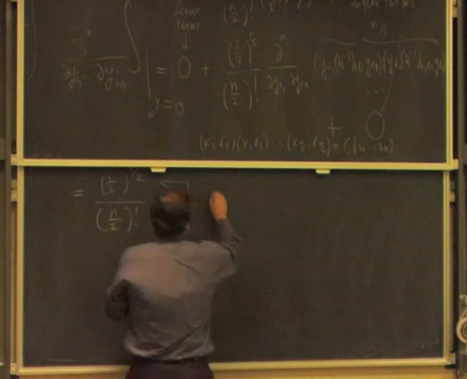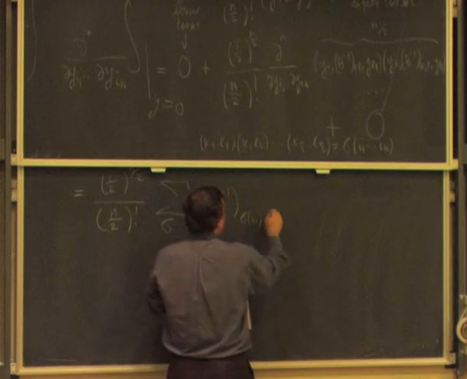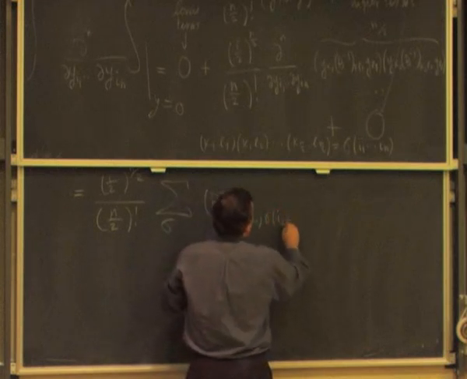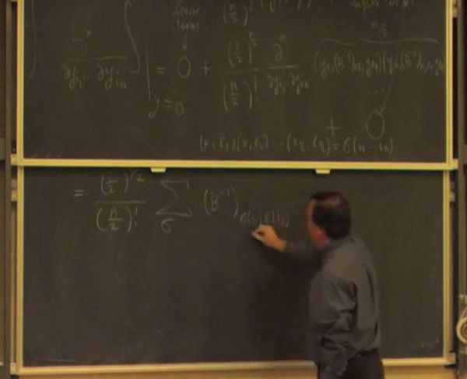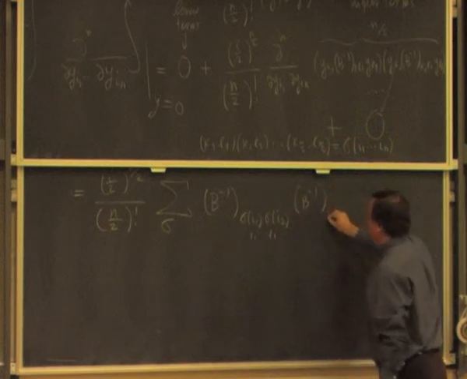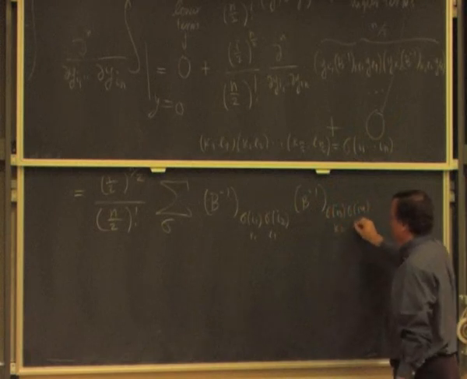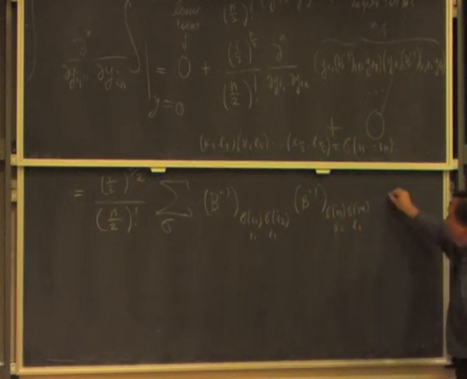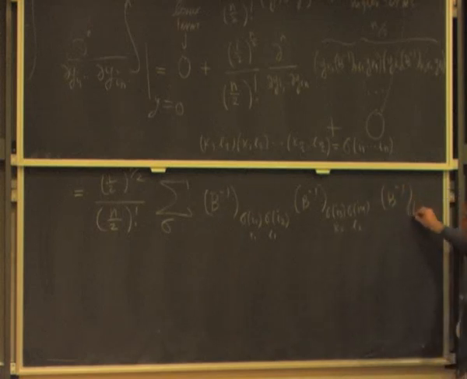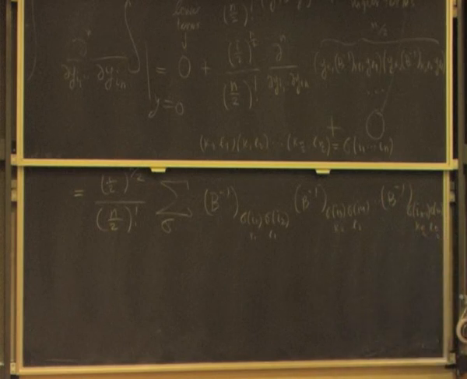And in this case the contribution will be simply B inverse sigma i1, sigma i2, k1 l1. These are just coefficients there. B inverse sigma i3, sigma i4, this is k2 l2, and so on, B inverse sigma i_{n-1}, sigma i_n, k_{n/2} l_{n/2}. Is it clear?